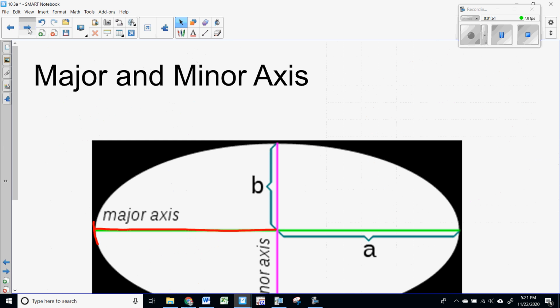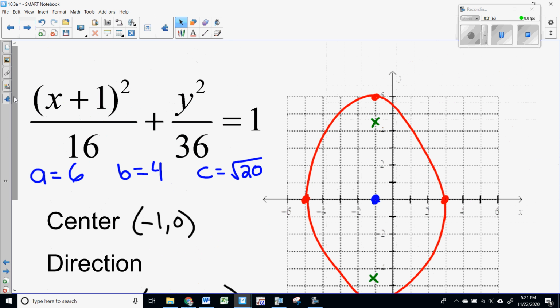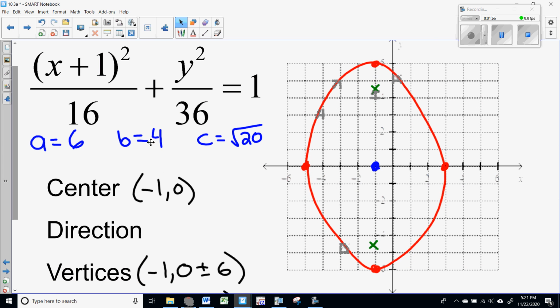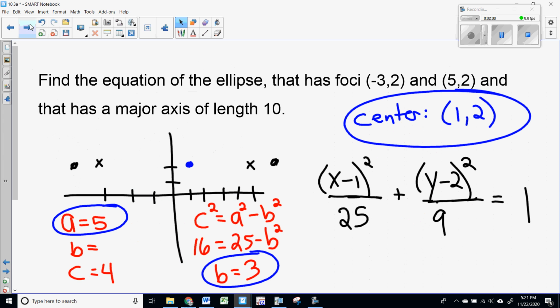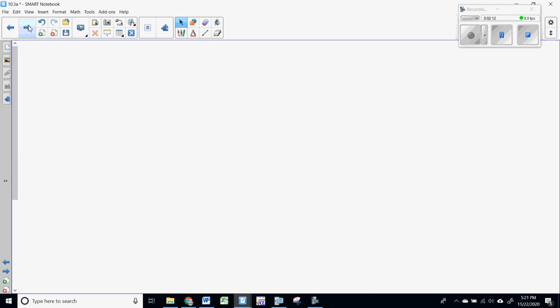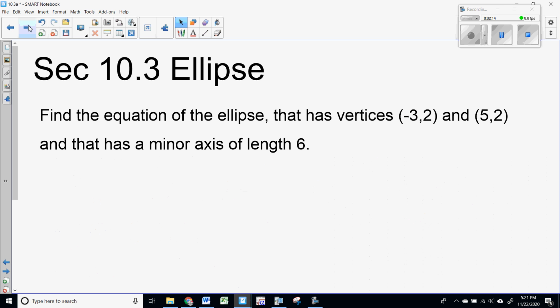If we looked at an example where the bigger number was underneath the y, our major axis is now up and down, and it's opening up and down. That's what we looked at previously. We did an example where we were given some information and we wanted to try to find our equation. That's what we want to really look at here today. So let's look at an example.